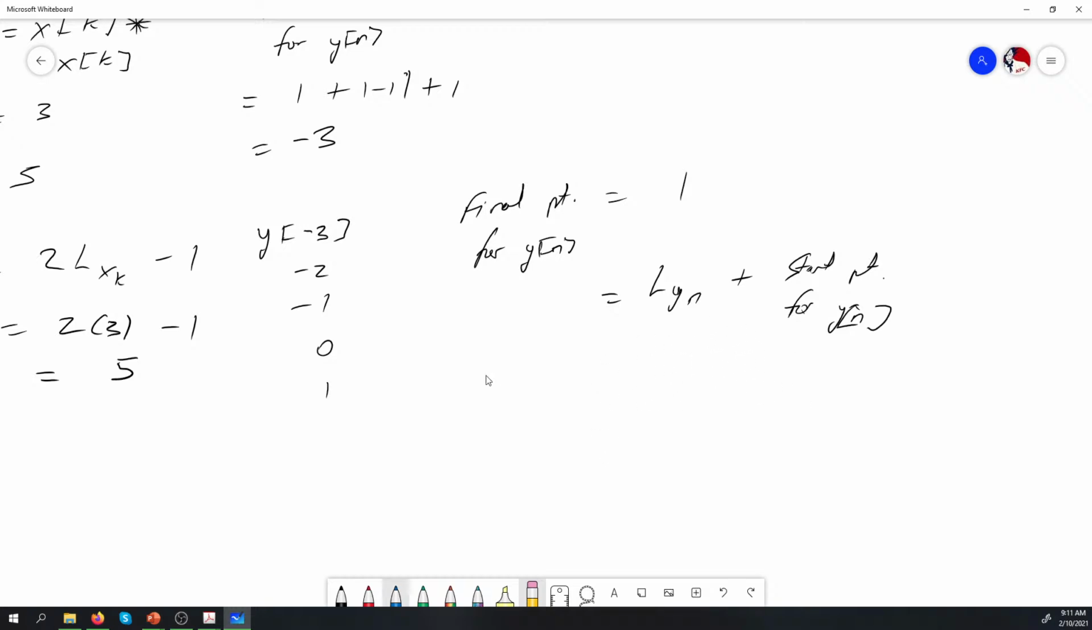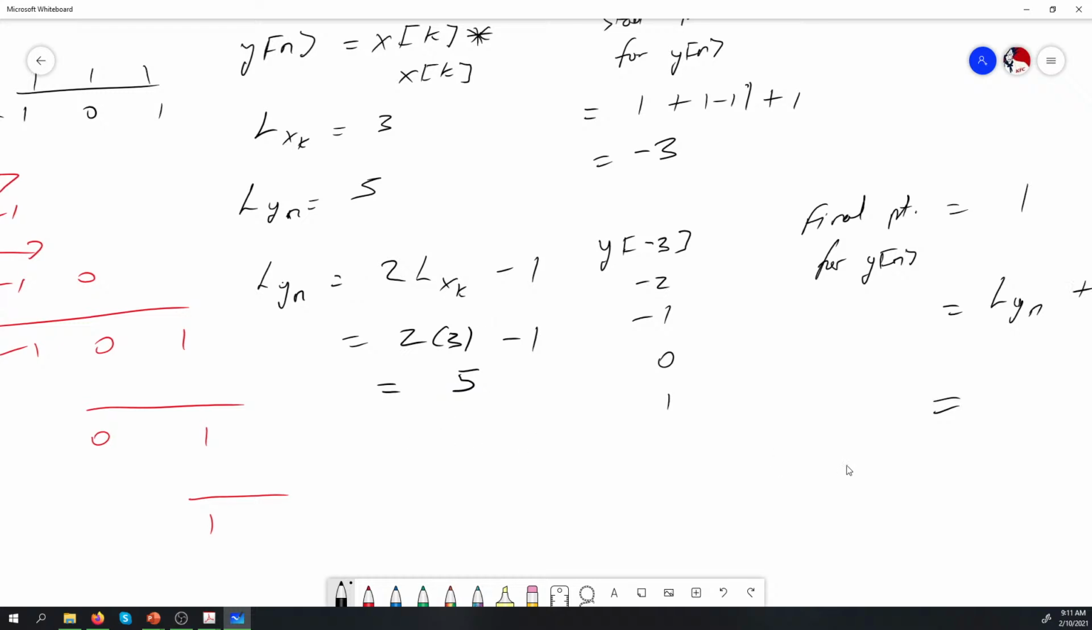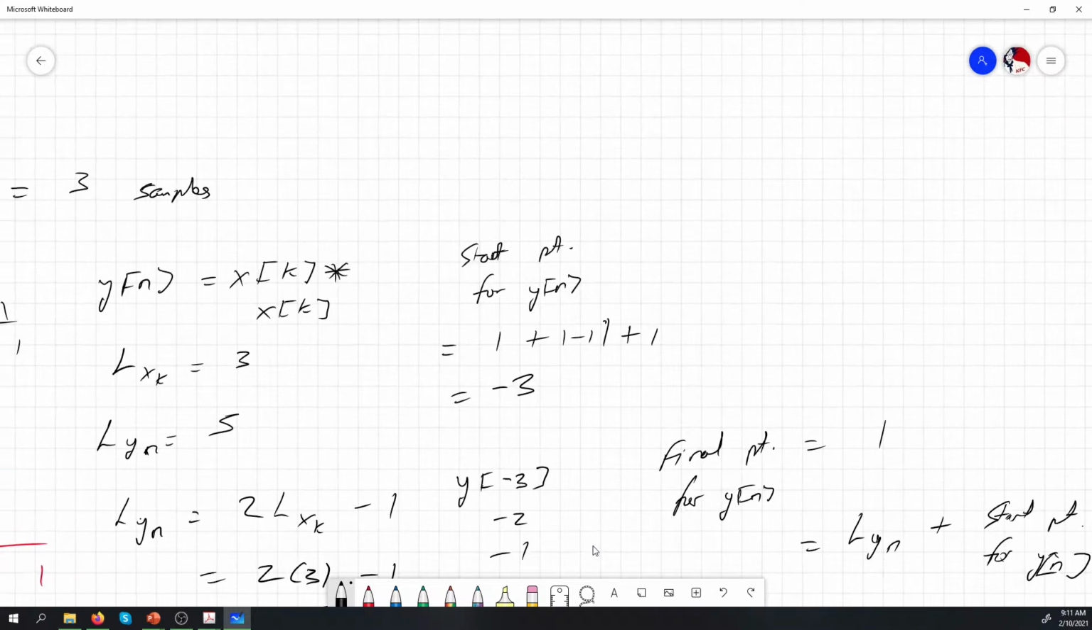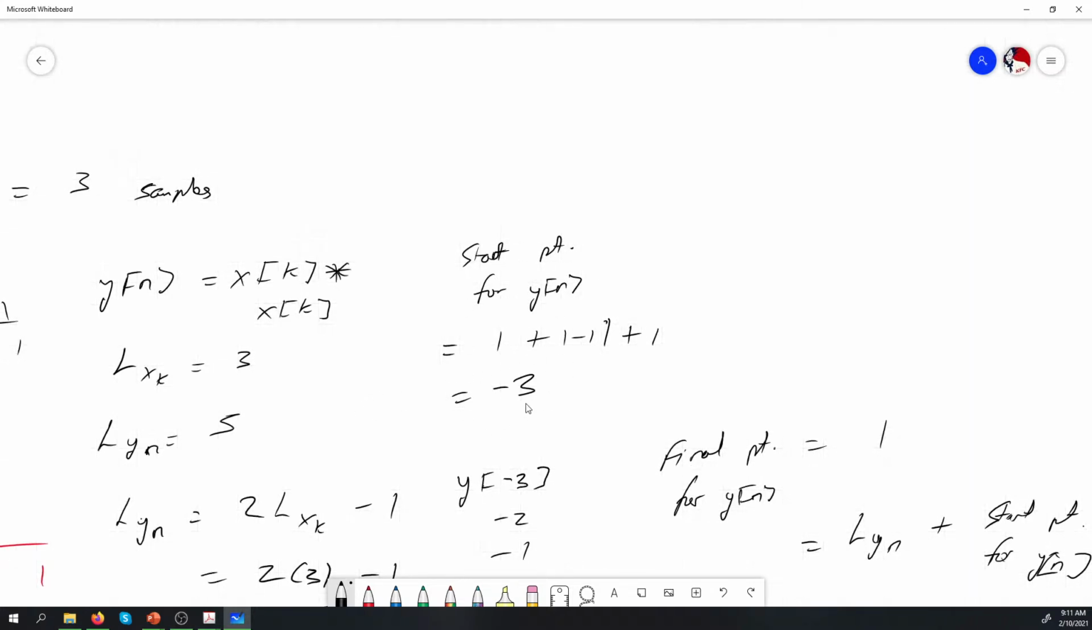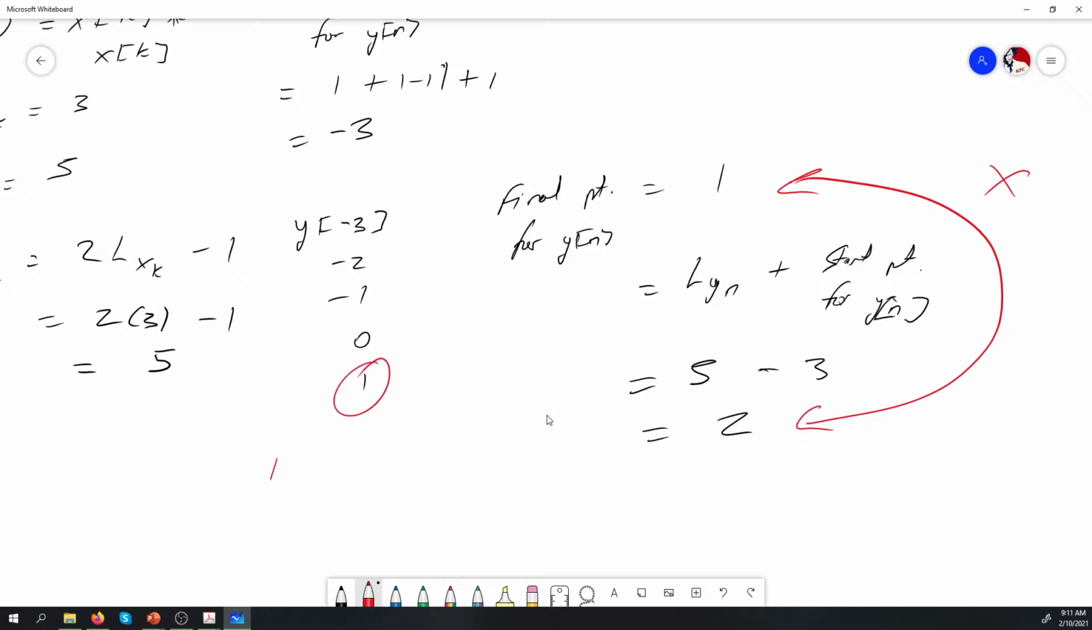If we say, okay, we have the length of y of n here plus the start point for y of n, the length of y of n here was 5, so put in 5 here. The start point for y of n, when we did calculate it, was -3. That's going to be -3 here. So that's going to be 2, but this 2 here doesn't match up to our manual evaluation, because we can see here that was the final point when we manually evaluated it regardless.